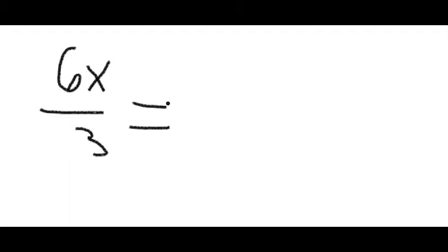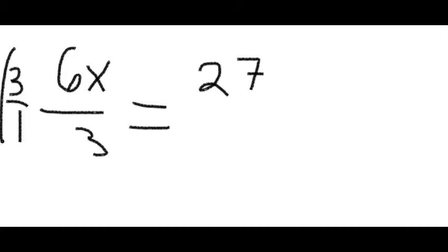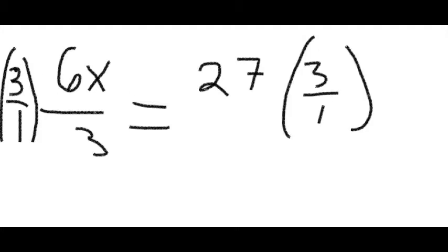Next, I'll put 6x over 3 equals, let's say 27, or 27 over 1. Let's see, what can we do to make this easy? There's a lot of things I can do. I can make this into a proportion, actually. I did teach you all that. But to make it simpler, I'll just get rid of the 3. I'll multiply the inverse of 3 over 1 on both sides. Or you can do proportions too, whatever way works for you.